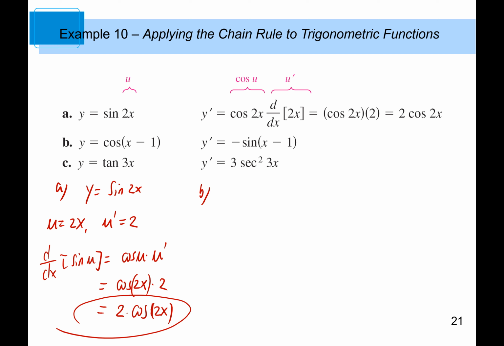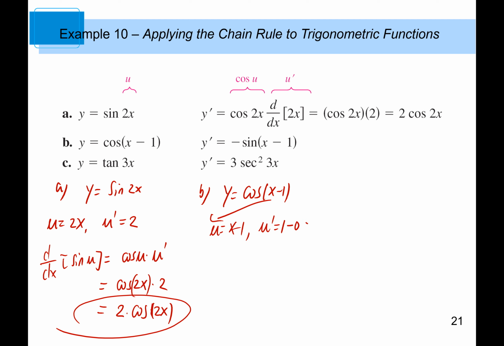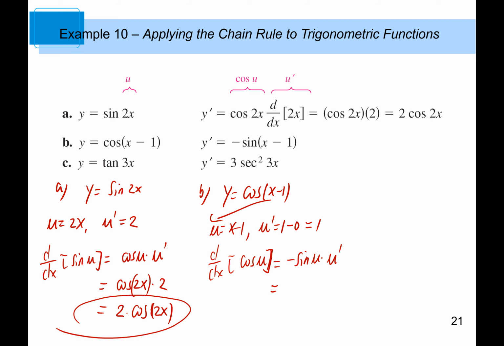B, y equals cosine of x minus 1. So now this is u, right? U equals x minus 1. And u prime is the derivative of x, which is 1, derivative of 1 is 0, so it's 1. So now we do the derivative of cosine u, which is negative sine u times u prime. Just replace u and u prime with the given expression. So sine of x minus 1 times 1. So it just becomes negative sine of x minus 1.